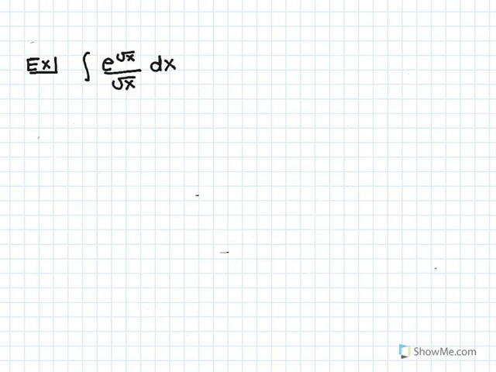All right, let's look at another example. Here we have the antiderivative of e to the root x divided by root x. Notice that root x is the same thing as x to the 1/2.